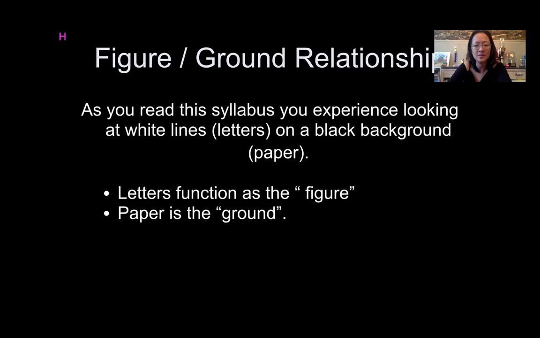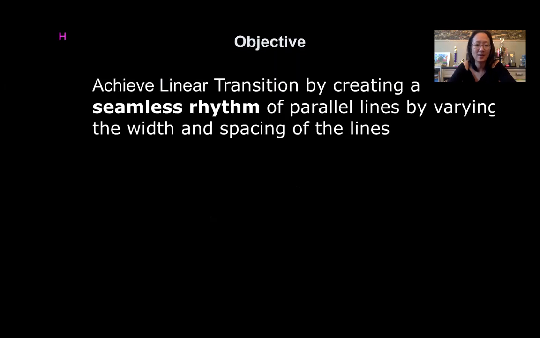As you read this syllabus, you experience looking at white lines, that means letters, on a black background. So letters can function as the figure, or we call it positive, while the paper is the ground, or we say negative. The objective for this assignment is for you to achieve linear transition by creating a seamless rhythm of parallel lines by varying the width and spacing of the lines. Let me explain how that could happen.